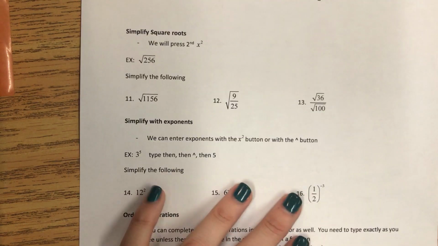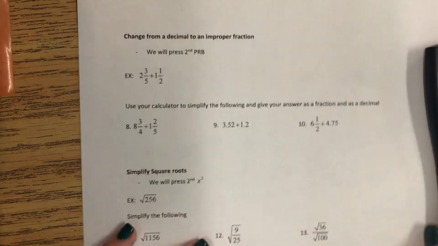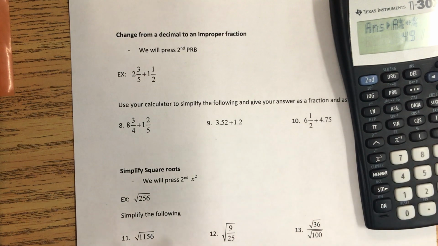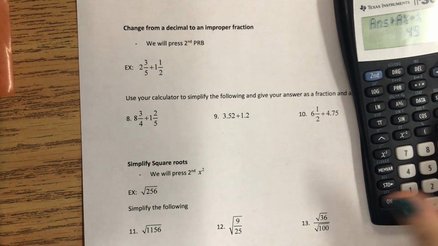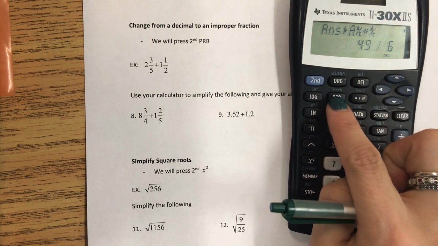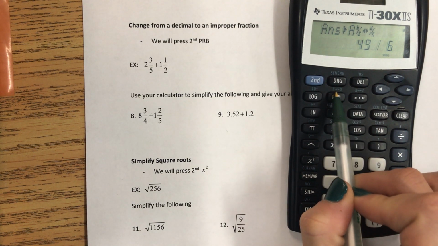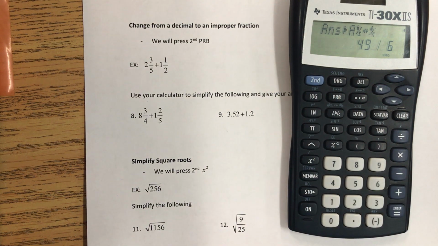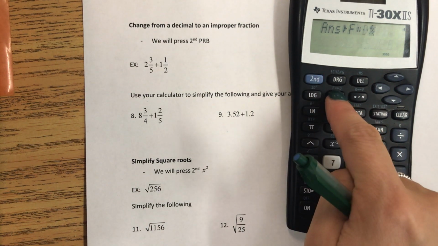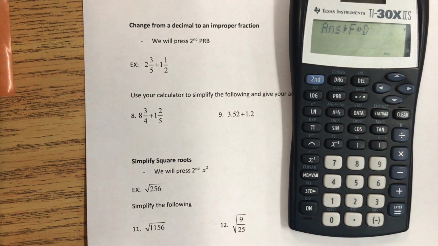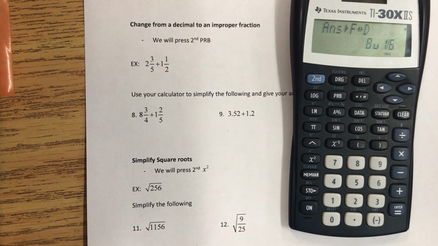Okay. We can also use our calculator to change from an improper fraction to a decimal, or from a mixed fraction to a decimal. Okay, we'll do that by hitting second and then PRB. Okay, so again, if you look in the light blue writing right above here, it says F and then arrows pointing to D. That stands for fraction to decimal. Okay, so if you hit that second and then PRB, right, this is just my answer from the last one, right? It will go both directions. The first time it will take it to a decimal. The second time it will take it back to a fraction.